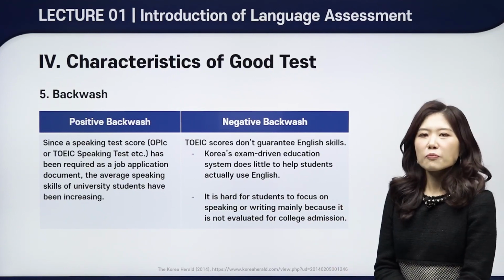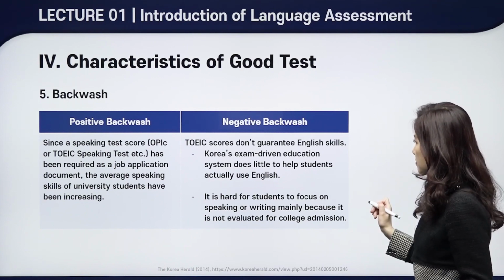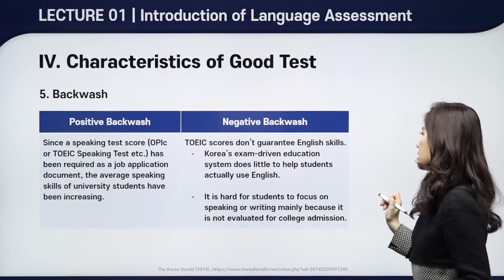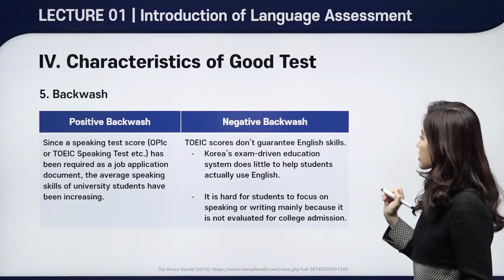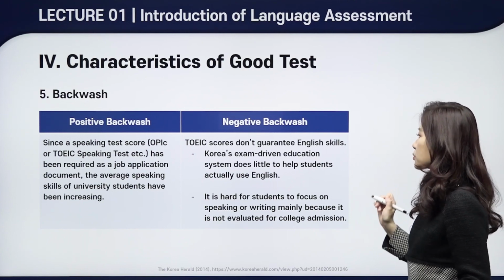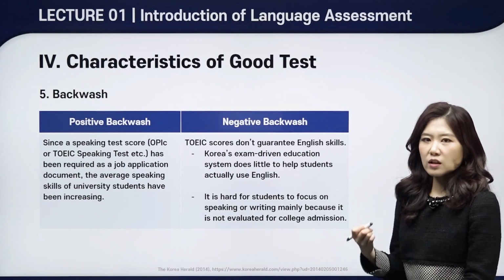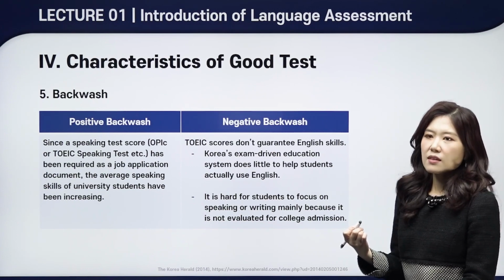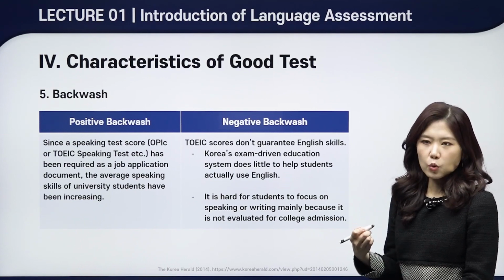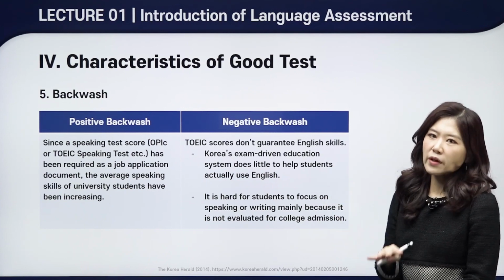Now, some examples of negative backwash. TOEIC scores, however, don't necessarily guarantee English skills. So Korea's exam-driven education system doesn't do much to help students to actually use English. Just because you did well on TOEIC doesn't mean that you are fluent in English or that you have a high level of skills in all areas of English.